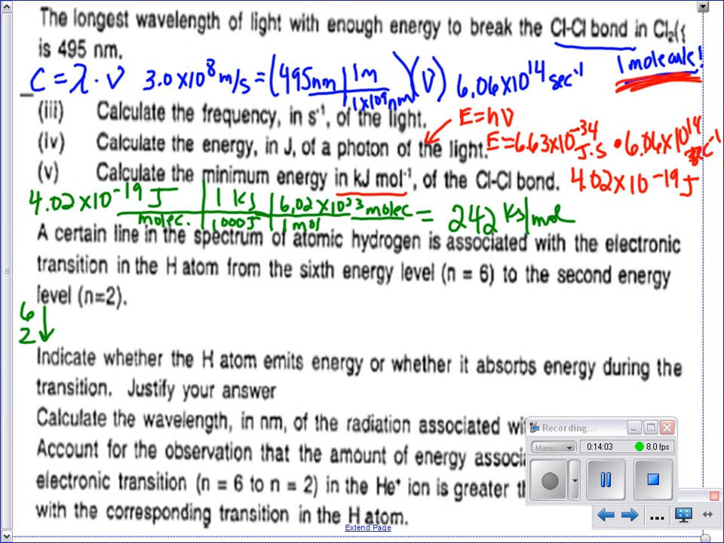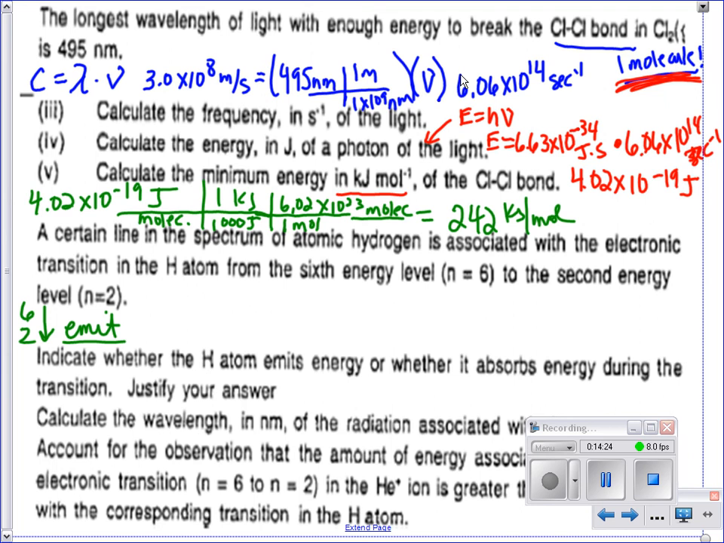Emits. When electrons fall, they emit. Why? Because they're being pulled toward the nucleus, right? That's something that's probably going to happen pretty naturally as opposed to moving against the positive charge of the nucleus and going up to higher energy levels. All right.